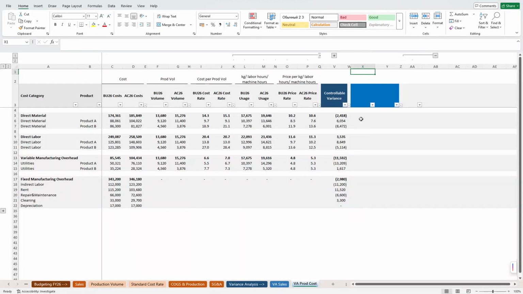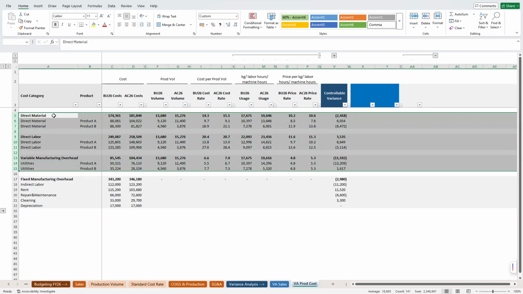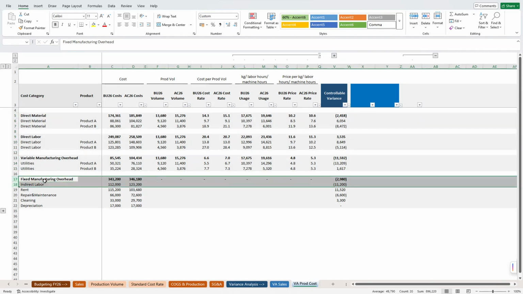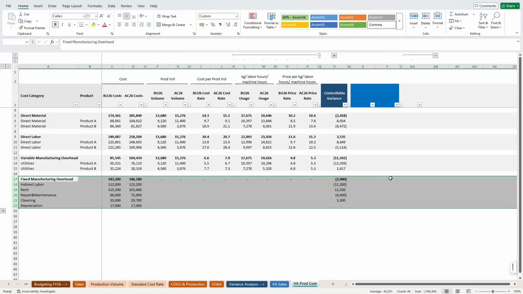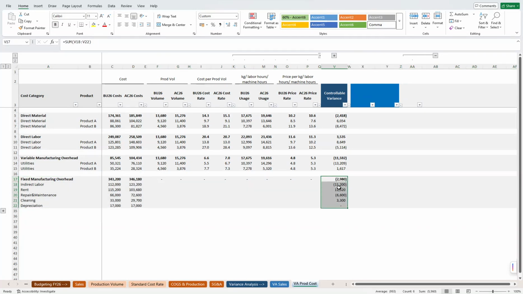We will break the controllable variance into two drivers, and this is applicable only for variable cost categories, meaning direct material, direct labor, and variable manufacturing overhead variance. For fixed manufacturing overhead variance, it's not applicable, meaning the controllable variance is just the difference between total cost, and no need for more details. But for variable cost categories, on the other hand, we need more granularity.